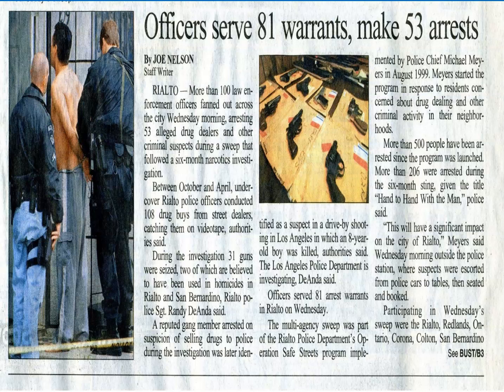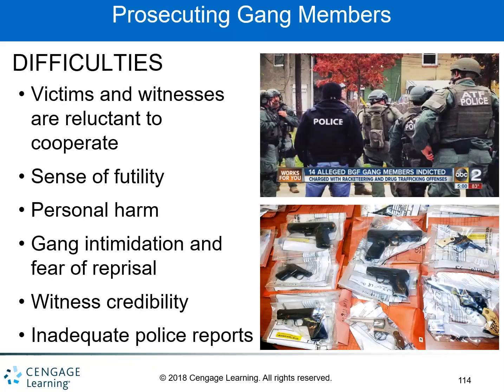Here are another series of search warrants. Officers serve 81 warrants, make 53 arrests. So more than 100 officers came together, arresting 53 alleged drug dealers and other criminal suspects during a sweep that followed a 6-month narcotic investigation. So again, guns, drugs, gangs, all kind of connected. In this particular sweep, 31 guns were found, and 2 of those were used in homicides in Rialto and San Bernardino. So that's why there's this suppression component here.